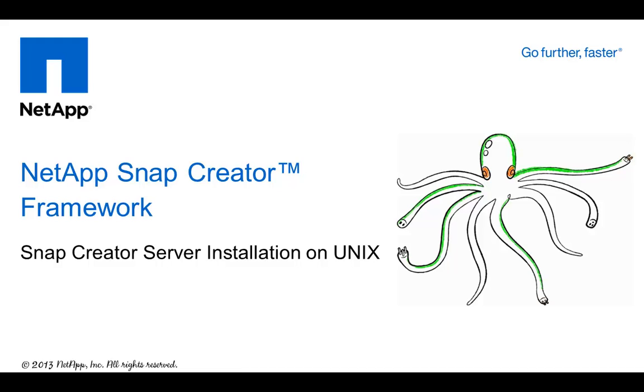Snap Creator can be downloaded from support.netapp.com. Click Downloads, then Software, then Snap Creator Framework. Choose your version and you'll be presented with the list of downloadable files. Community versions of Snap Creator are installed in the same fashion. Community releases are available on the Snap Creator developer community at www.snapcreator.com. Let's get on with the installation.